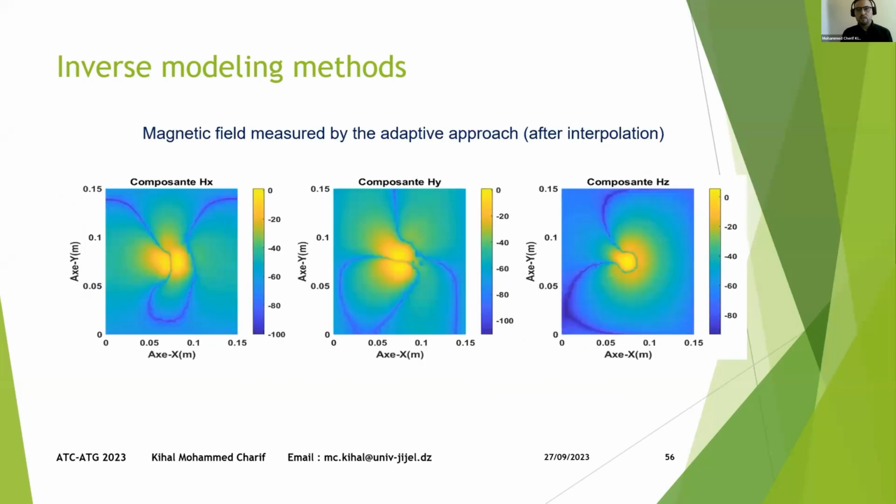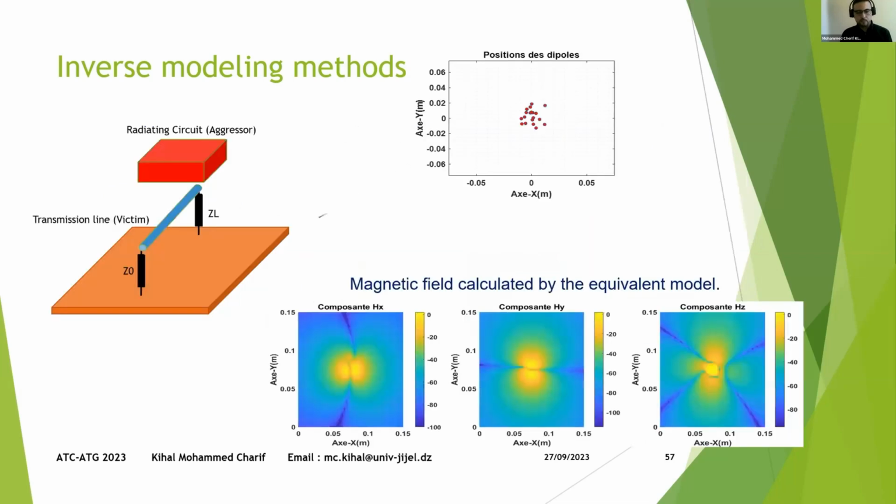These figures present the magnetic field measured at 10 MHz at a height of 5 millimeters. The size of the maps is 15 by 15 centimeters. The aggressor circuit is replaced by the equivalence model calculated using the inverse method. These figures represent the reconstructed magnetic field estimated by the equivalent models.